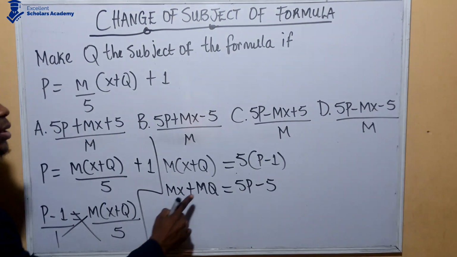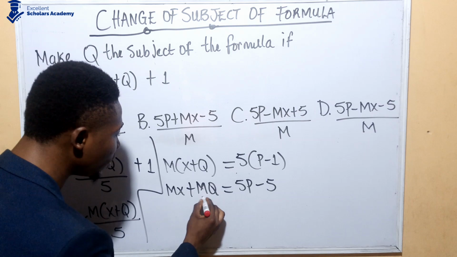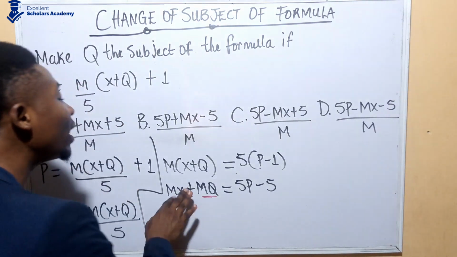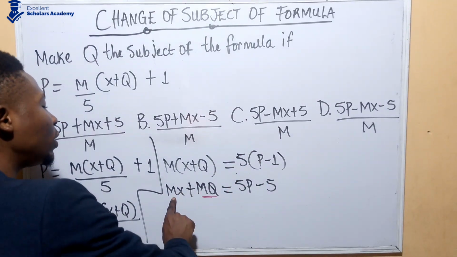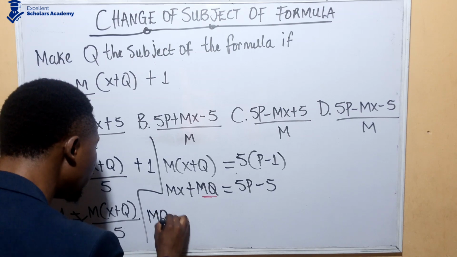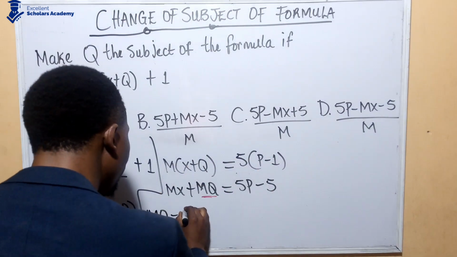Can you see it? Now this is where your q is. This is your target, your only target, which is making q the subject of formula. So take any other thing that is not aligning with making q the subject of formula to the other side. So take mx to this side. It becomes what? mq will be equal to what? Taking this to this side, you're going to have what?